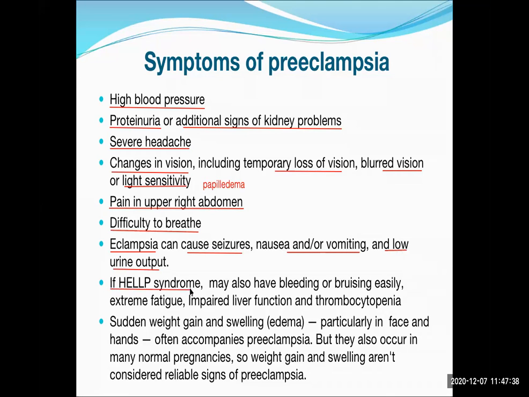If HELLP syndrome occurs, okay, she may also have bleeding or bruising easily. She develops extreme fatigability, impaired liver function, and thrombocytopenia. Now, this extreme fatigability is a feature of hemolytic anemia. We all know in anemia, the person becomes excessively tired or fatigued. Impaired liver function means raised liver enzyme, and thrombocytopenia. These three, okay, are the part of HELLP syndrome.